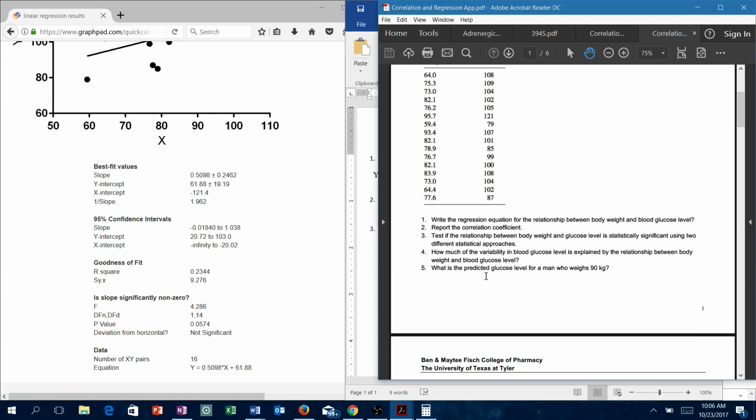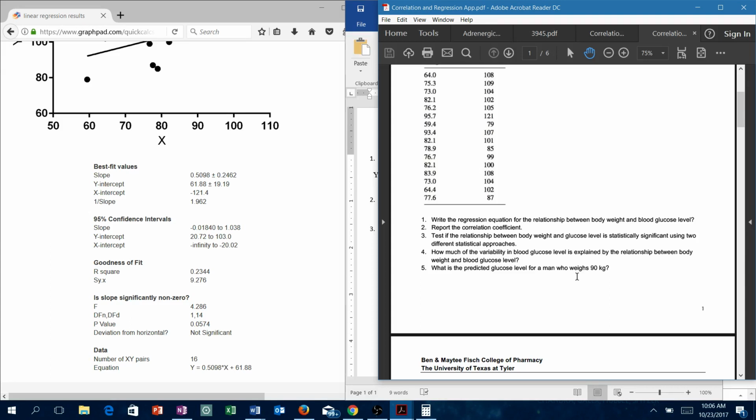How much of the variability is explained by the relationship between body weight and blood glucose? The p-value and the confidence interval. You have to use two tests. Are you going to put 23.44% on number 4? Yeah, 23.4. Okay, talk me through that one.